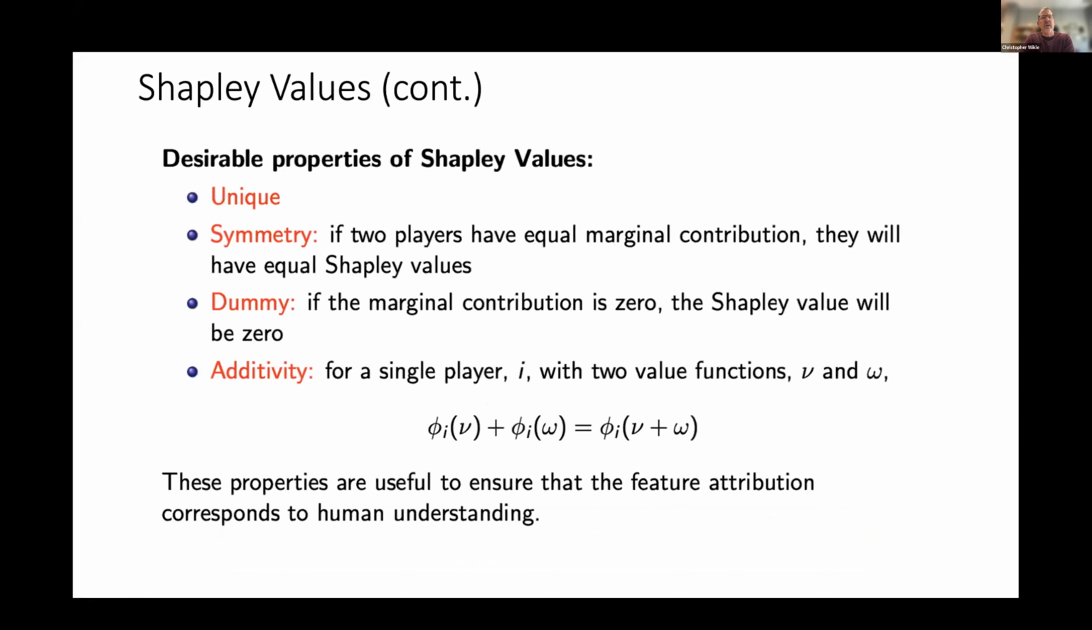So it's got some really nice properties. It's unique. It's got symmetry. It's got additivity. All these things are helpful in establishing that, given that particular value function, you can actually explain what you think you're explaining.